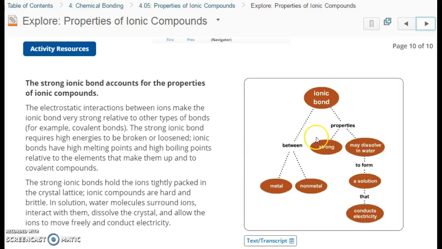So ionic bonds, again, what's your perfect compound to think of? Table salt. The formula is NaCl, sodium chloride. It's between a metal and a nonmetal. Ionic bonds are very strong. They can dissolve in water to form a solution that then can move the ions, in other words, conduct electricity.